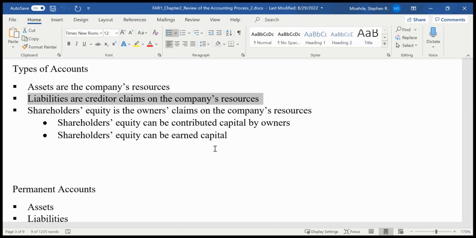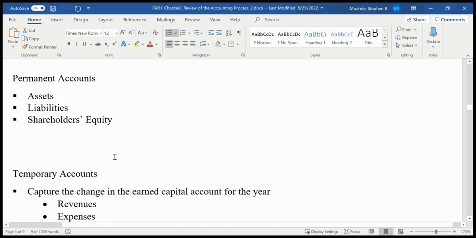The earned capital is the sum of all net income in the past that we have not yet returned to shareholders in the form of either dividends or repurchased shares. You'll learn all about those transactions soon in your accounting education. Accounts can be described as permanent or temporary. Permanent accounts means that their balance goes on and on. Temporary accounts are returned to zero at the end of every accounting period.